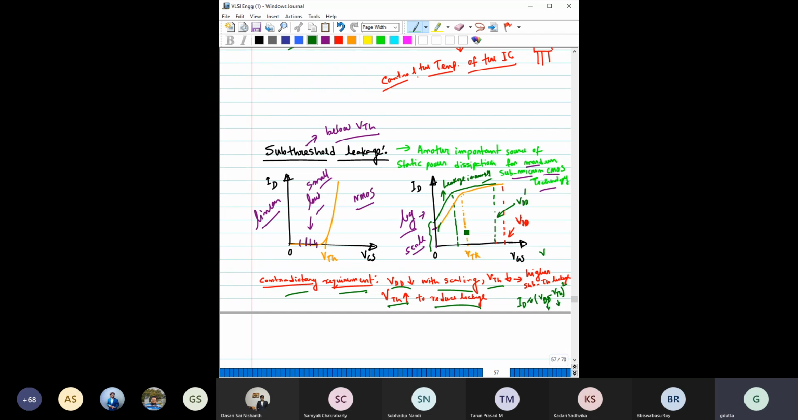Okay, drain to source. Yeah, drain to source voltage for what? So for the subthreshold region. Oh, for the subthreshold region. Okay, so this plot you can do for various cases.